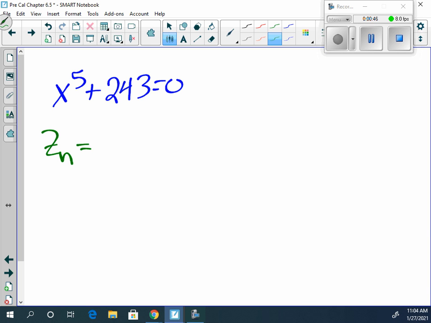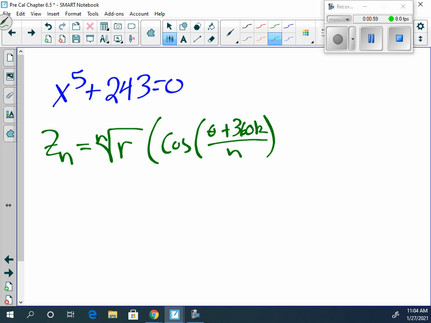Z of n is equal to the nth root of r times cosine of theta plus 360 k over n plus i sine of theta plus 360 k over n. So it's the exact same formula, but instead of 2 pi, we're using 360.